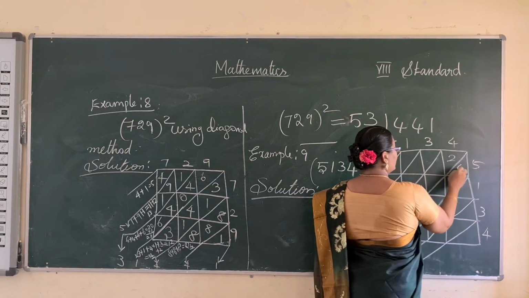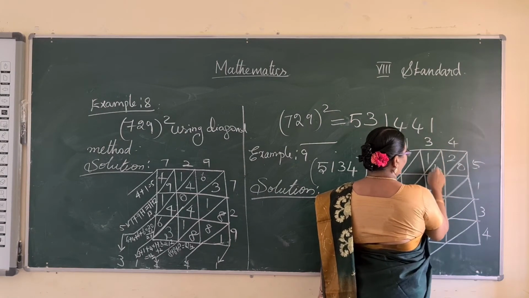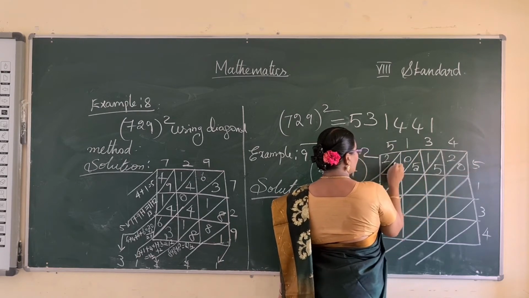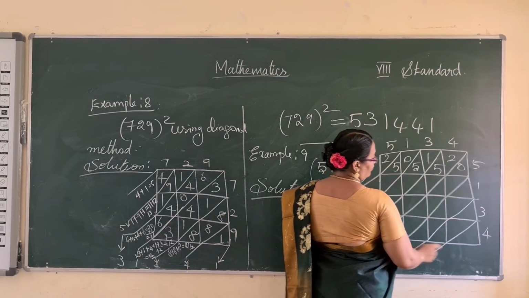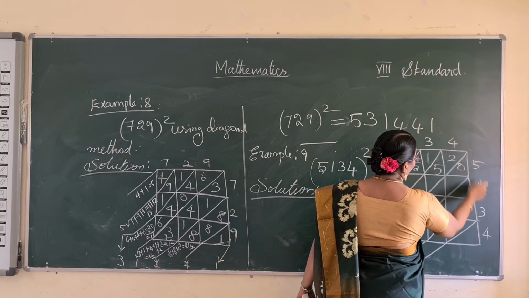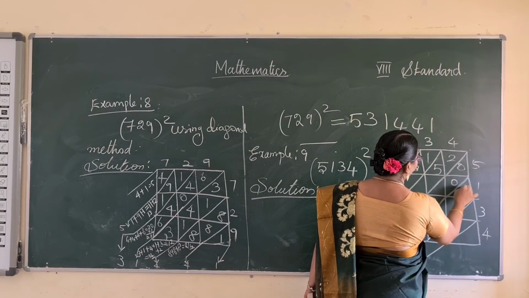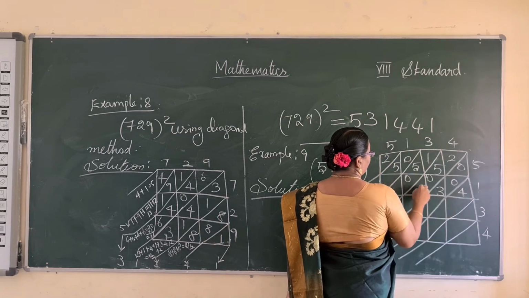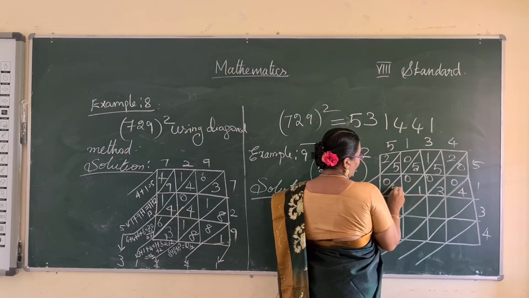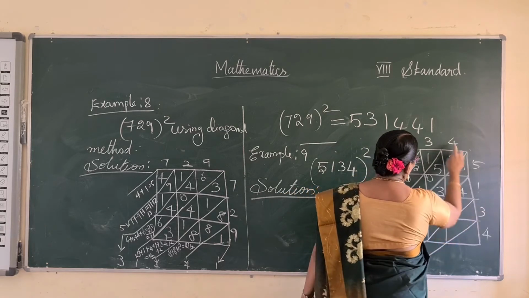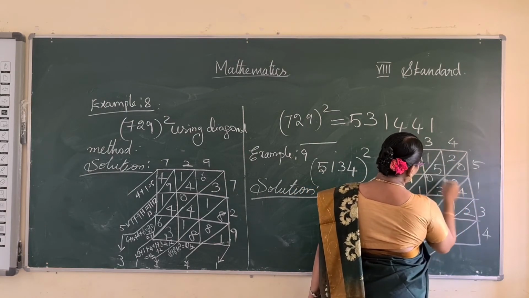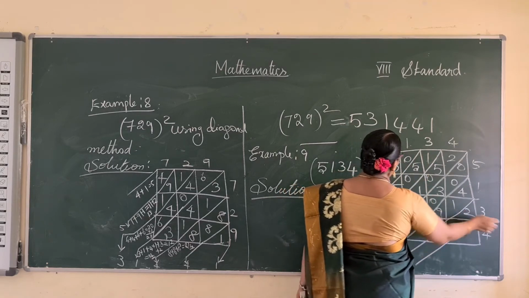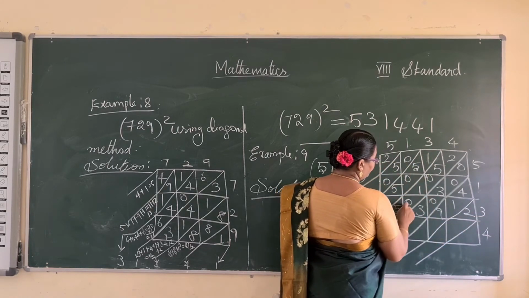5 4s are 20, 5 3s are 15, 5 1s are 5, 5 5s are 25. Okay, and now multiply. 1 4s are 4, 1 3s are 3, 1 1s are 1, 1 5s are 5. And then 3 4s are 12, 3 3s are 9, 3 1s are 3, 3 5s are 15.